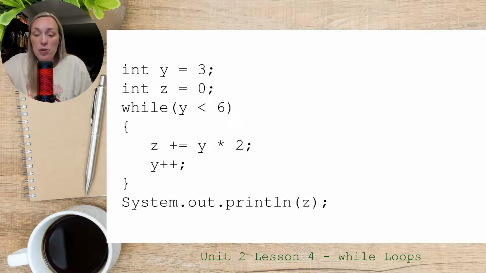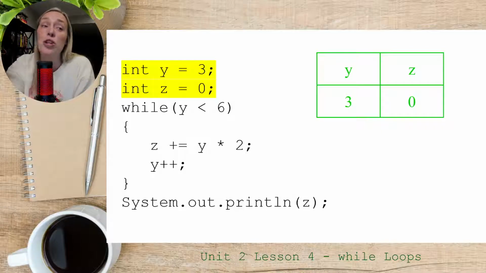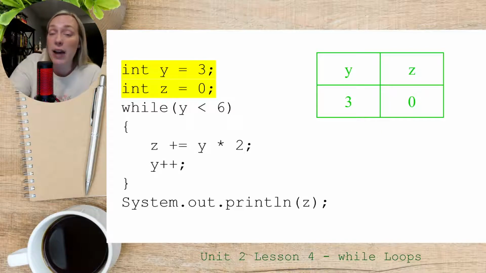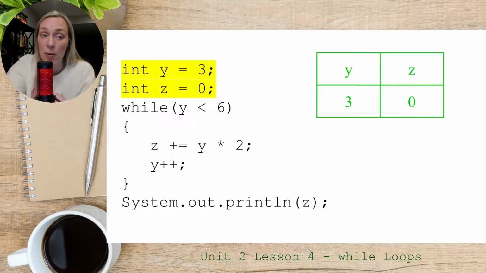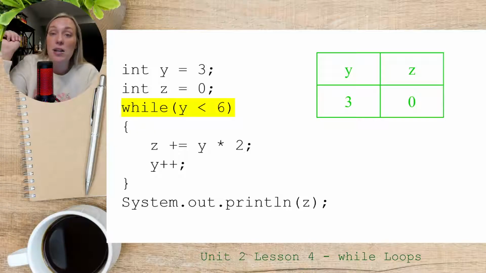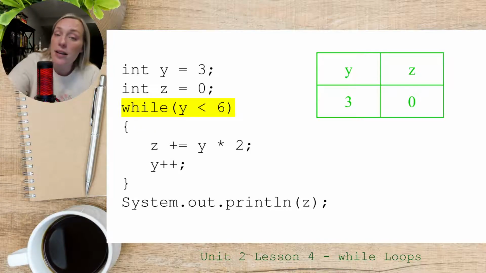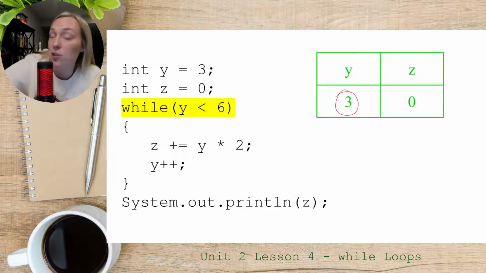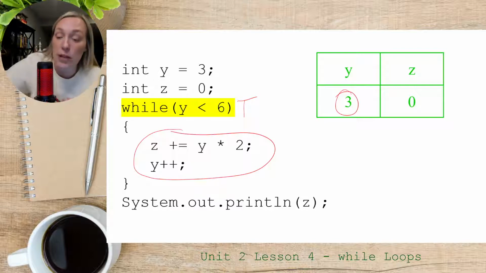Okay, here's another loop. I start off with 2 variables having values. Y is 3, Z is 0. And then I have my while statement. So I check that first while Y is less than 6. So is Y less than 6? It is, right? Y is 3 right now. 3 is less than 6. That is true. So when that is true, that means these 2 statements are going to run.